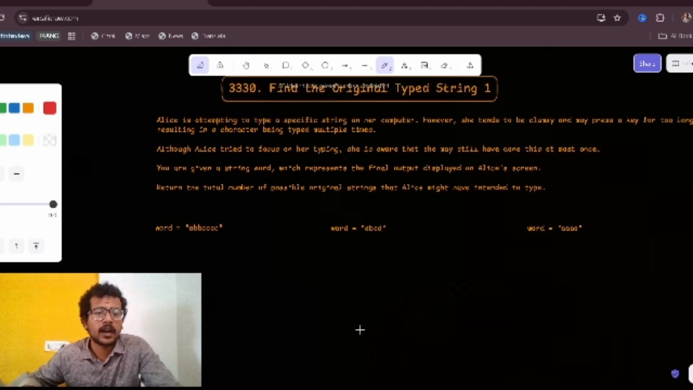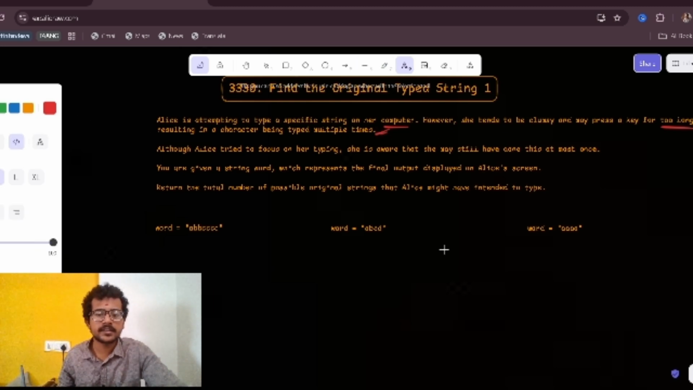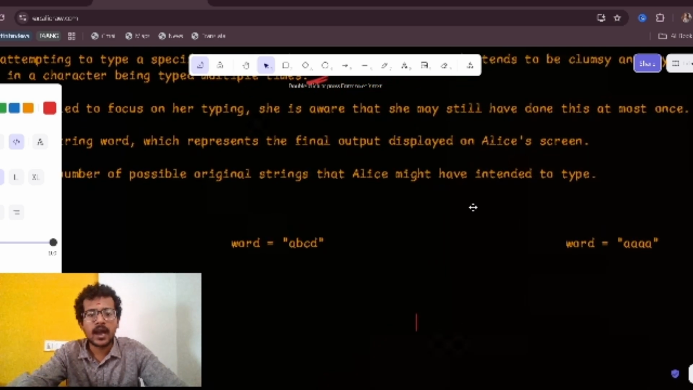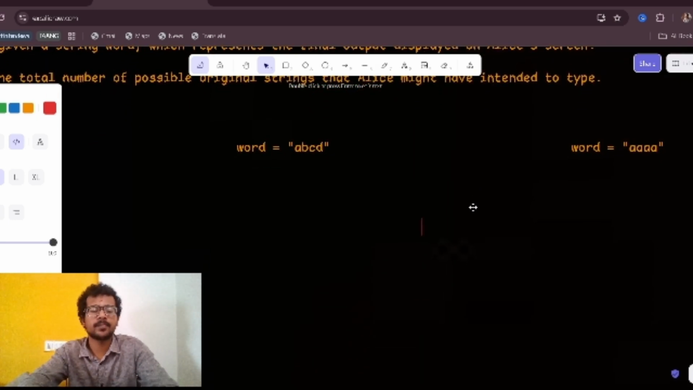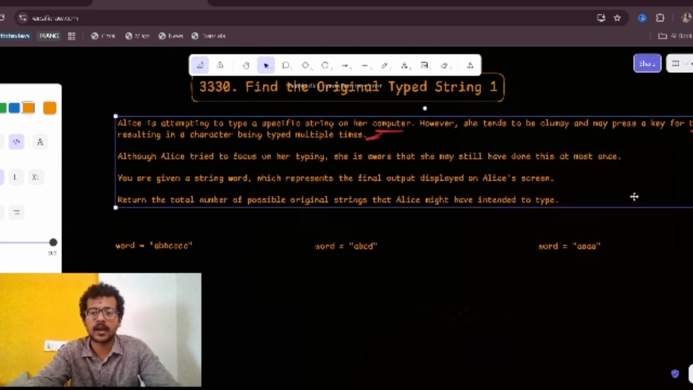Alice is attempting to type a specific string on her computer. However, she tends to be clumsy and may press a key for too long, resulting in a character being typed multiple times. So what they mean is something like Alice had to type a string like A, B, C, D, but she pressed C so many times and also D so many times.